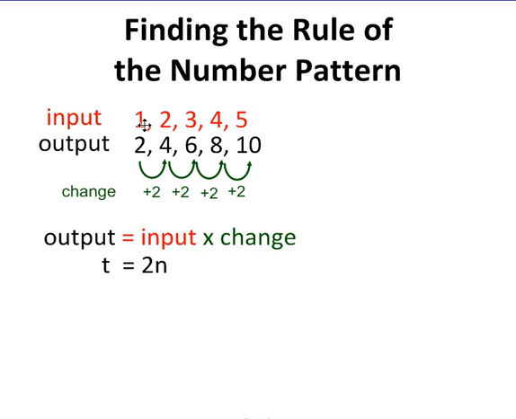So here we go. Let's test it. 1, so that's my number, n, times 2 is 2. 2, that's my input, times 2 is 4. So that's the t. And again, 3, that's my input, times the change, 2, there's the 2, 3 twos are 6. So it works. But what happens with more complex number patterns?